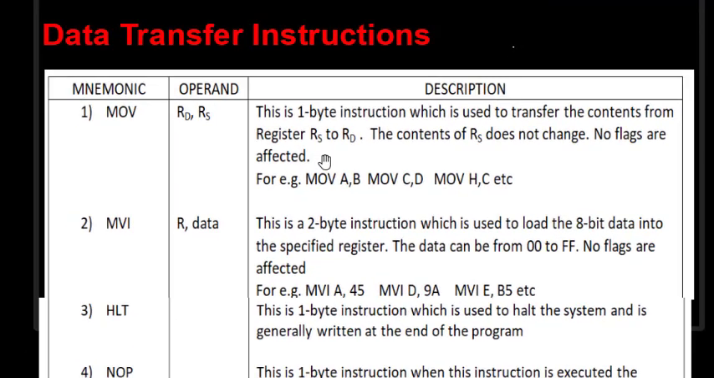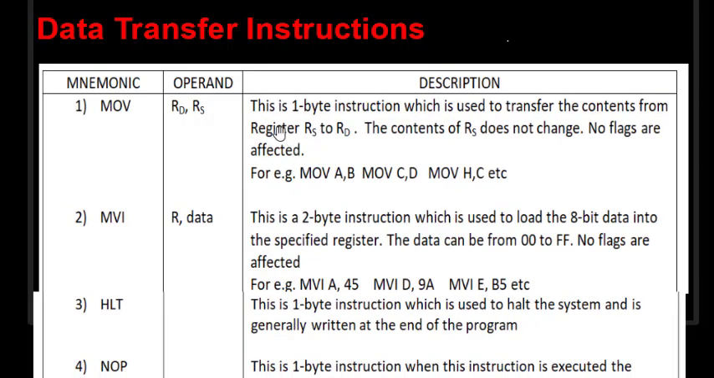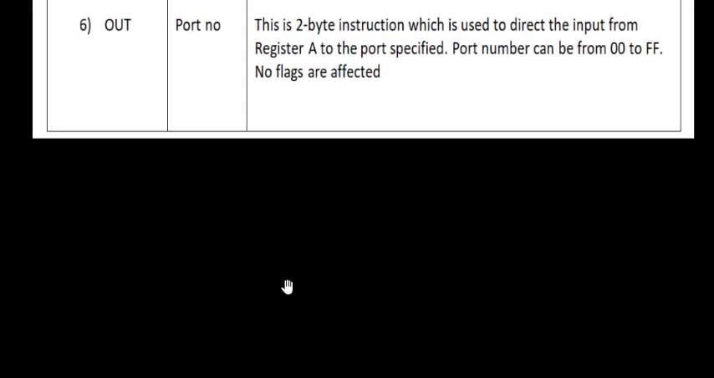Data transfer has various types. The first type is MOV Rd, Rs. Rd can be any register, and Rs can be any register. This is a 1 byte instruction and it transfers the contents from the source to the destination. Like here we have an example, MOV A, B. This instruction transfers the contents from B to A. Then again MOV C, D transfers the content. The flag registers are not affected by any of the data transfer.